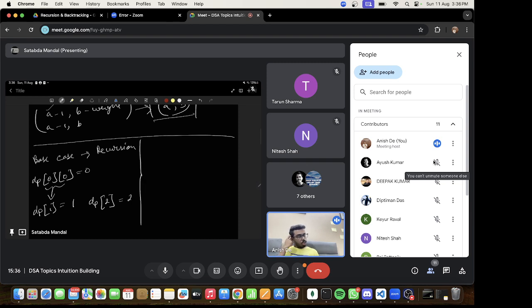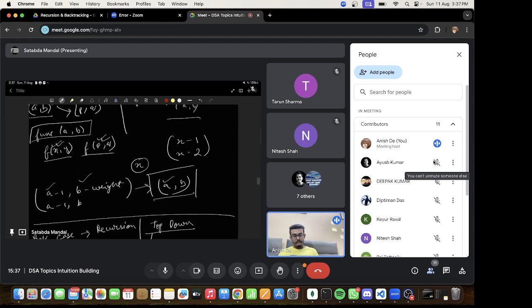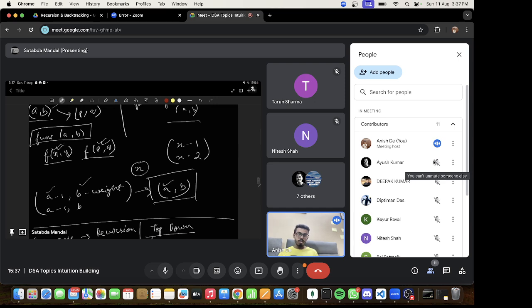Now coming to top down and bottom up. Okay, Diptiman had a doubt. So top down is generally easier to visualize. The reason is very simple, because it's very similar to recursion. So whatever I told until now, it's top down visualization.